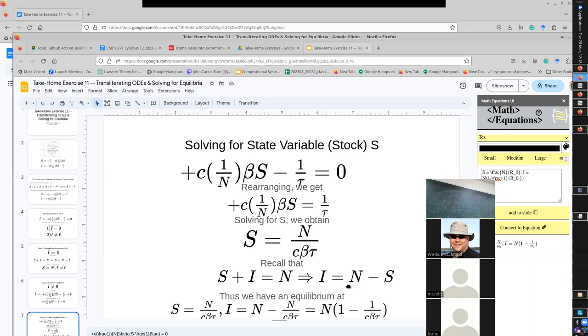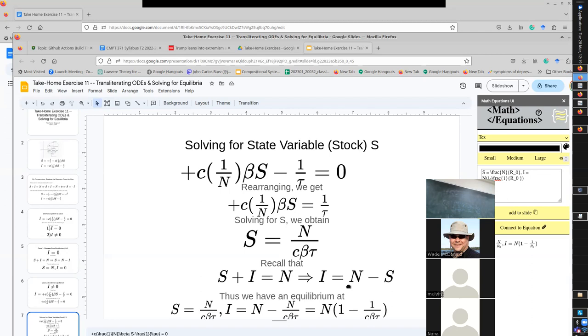If C beta tau is 10, this would be saying 1/10 of the population. If C beta tau were 20, this would be 5% of the population. So if C beta tau were 2, how much of the population would be susceptible? Yeah, 50%. And I is the rest of the population, right? You got that?